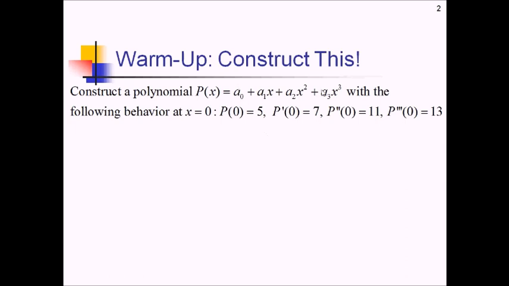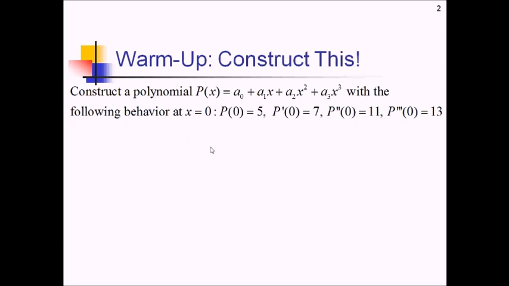To start off this origin story, let's say we're being asked to construct some polynomial with some unknown coefficients, going x squared, x cubed, so a typical polynomial. But we want to construct this with the following information at x equals 0. So we know the value of the polynomial should be 5 at the x value 0. Its first derivative there should be 7, second derivative 11, third derivative 13. So we've got all this information. How do we use this to make a polynomial that has these properties of derivatives?